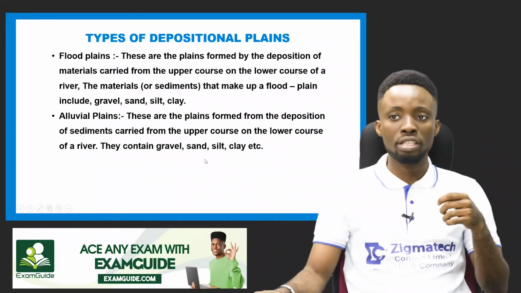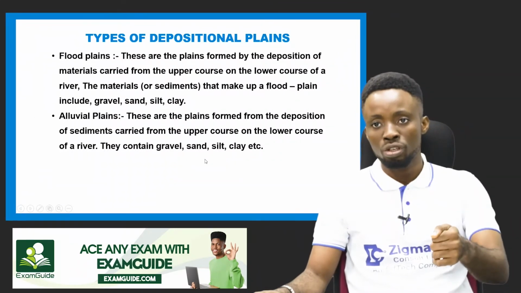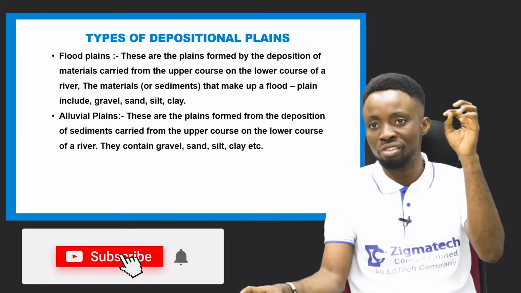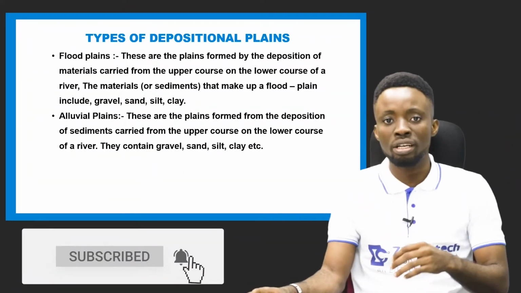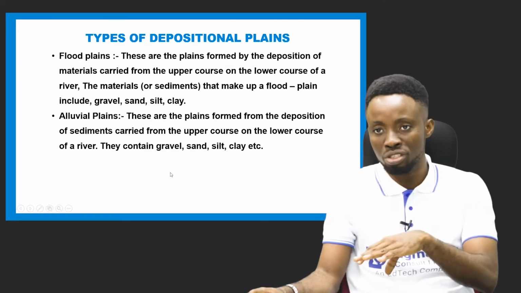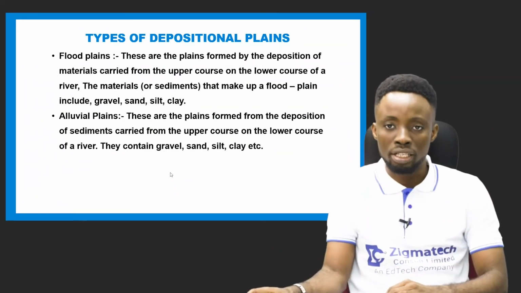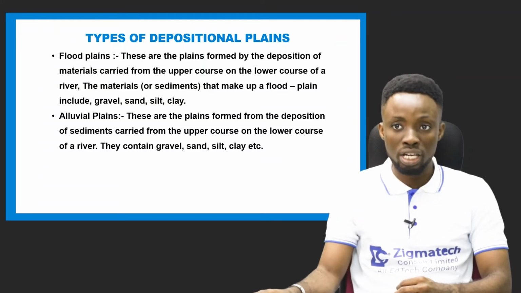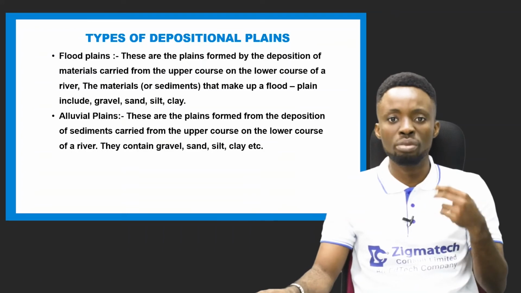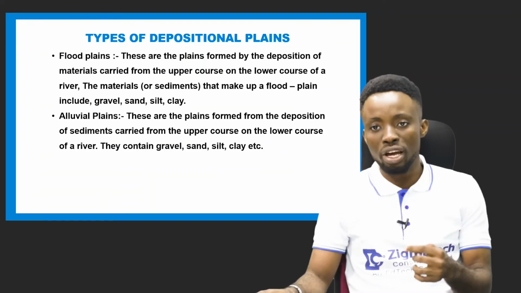The flood plain is a plain that is formed from deposition of materials carried from the upper course of a river to the lower course of a river. And they actually form when these sediments being transported from that region to this region accumulate at the end point. And some of these sediments can be gravel, or can be silt, or can be clay. Then we have the alluvial plain.